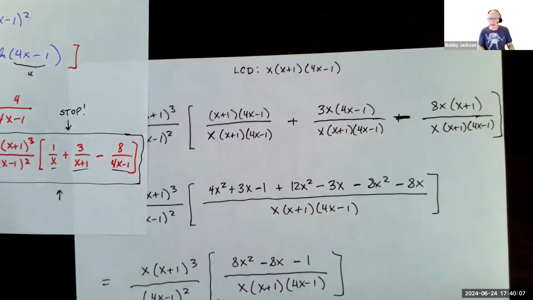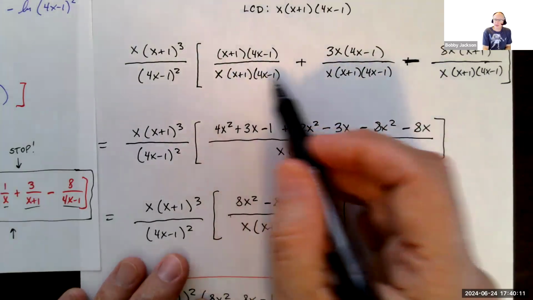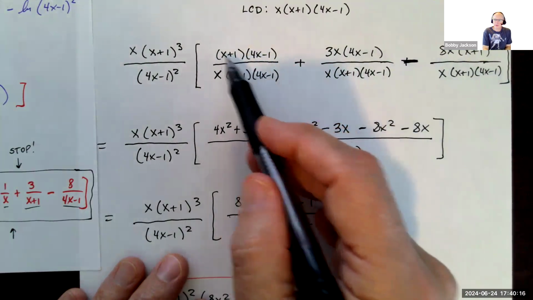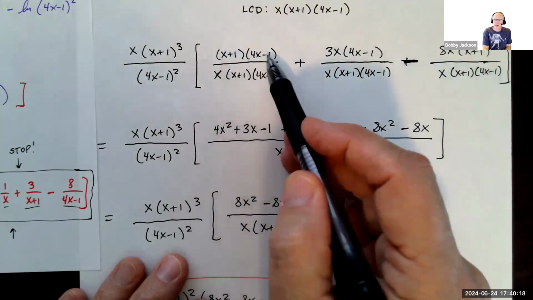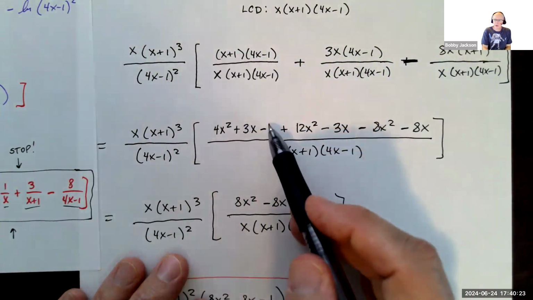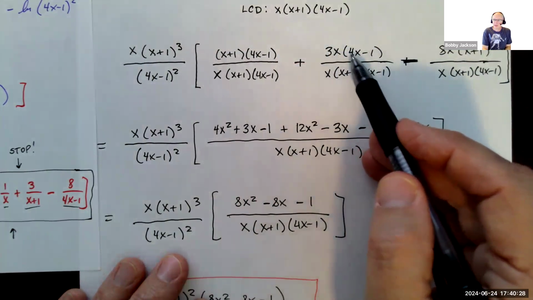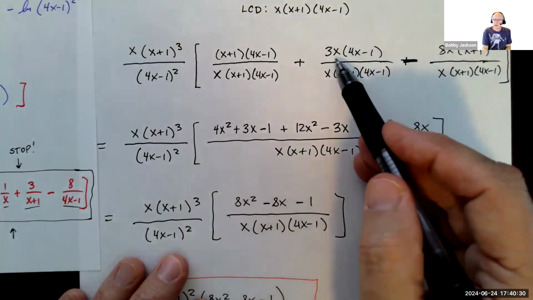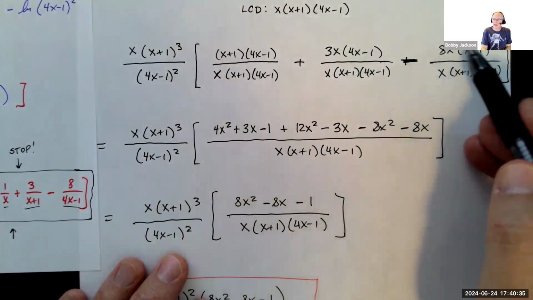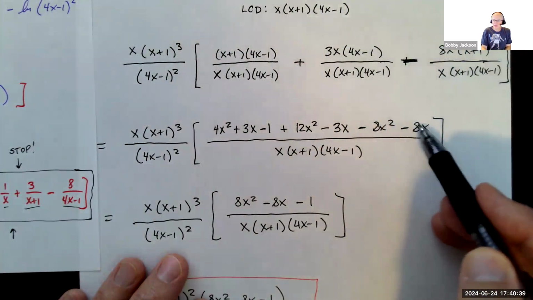Okay, and now I can do some work. I have the same denominator for all of these. Let me FOIL this out. First is x times 4x, 4x squared. The outer is negative x, inner is 4x. That gives me a total of 3x. 1 times negative 1 is negative 1. Over here, I distribute the 3x. 3x times 4x is 12x squared. 3x times negative 1 is minus 3x. Be careful here. It's negative 8x times x. That's negative 8x squared. Negative 8x times 1 is negative 8x.